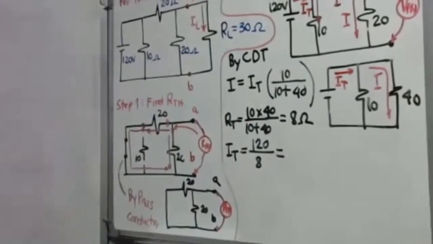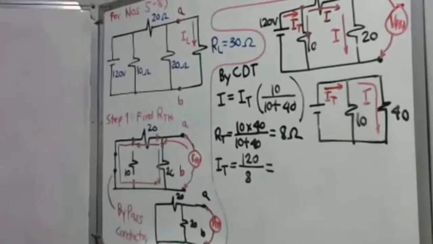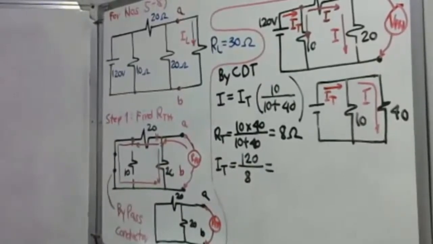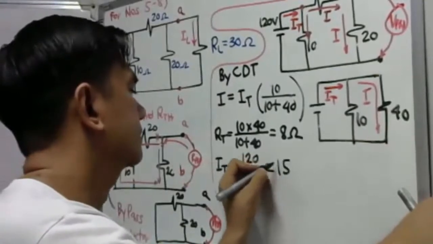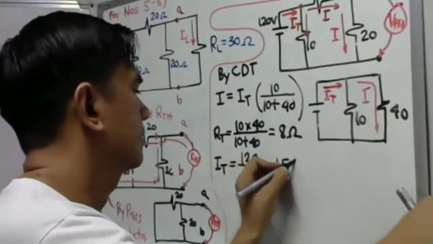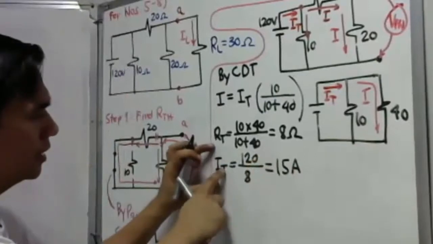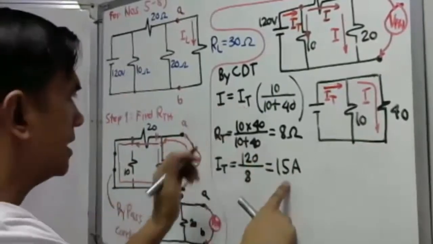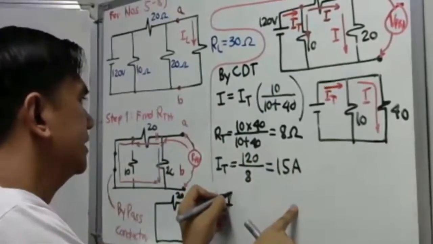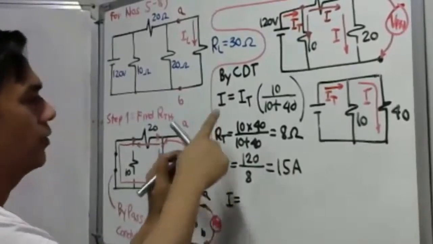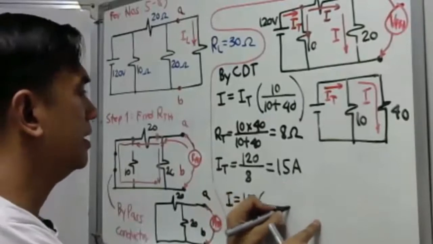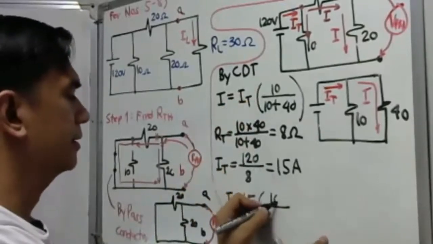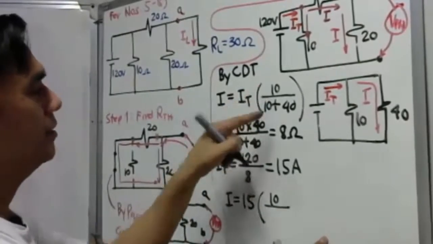120 divided by 8 equals 15. Total current is 15 amperes. Okay, take a look here. This is our IT. So our current I, let us just substitute. Our I total is 15 amperes, then multiplied by, so this is 10. That will be 10 over 50.